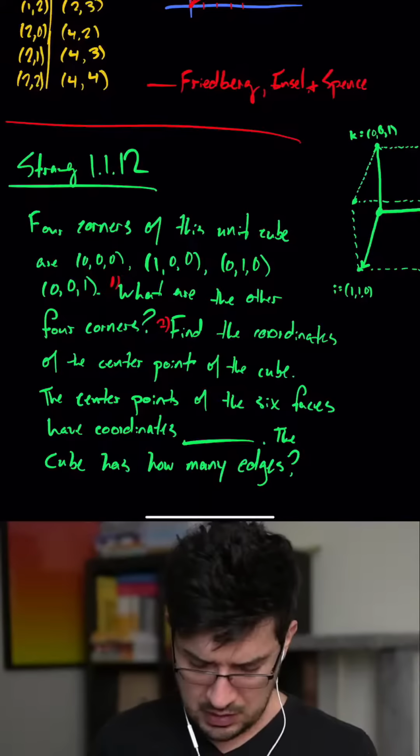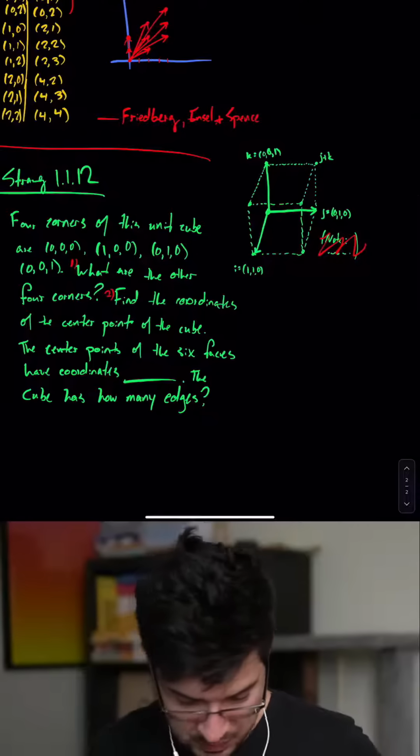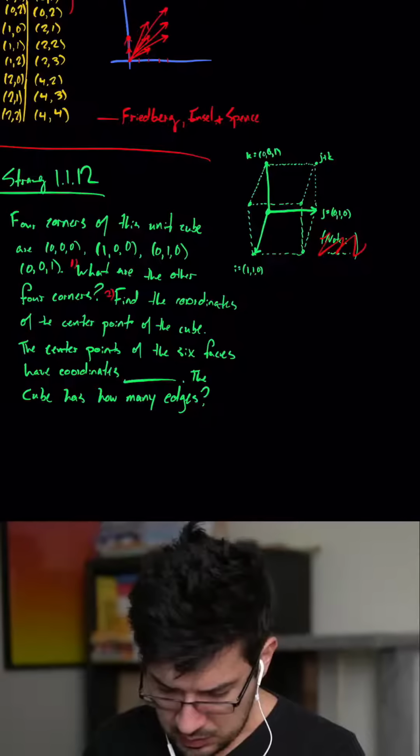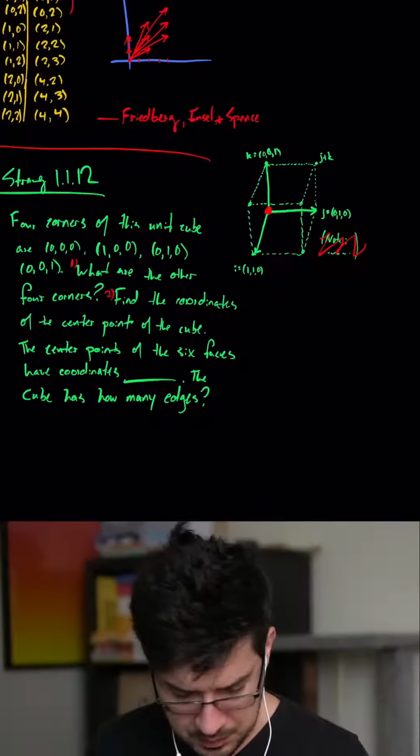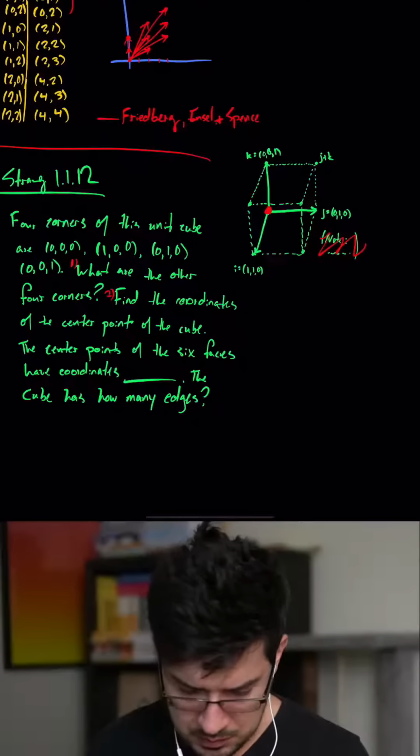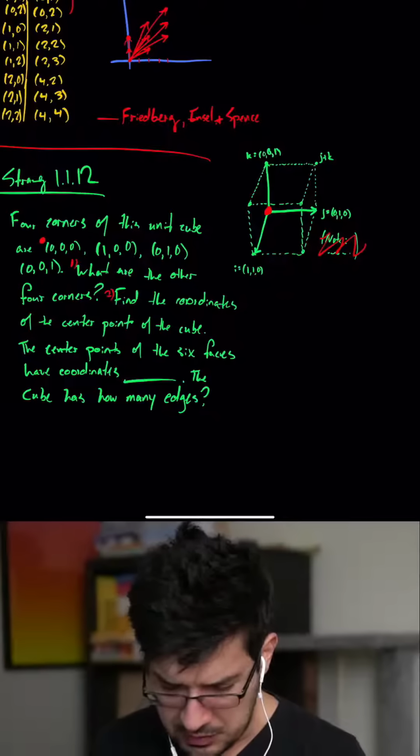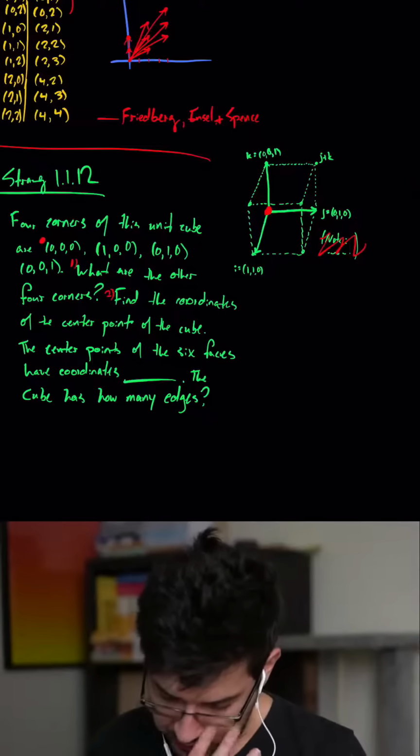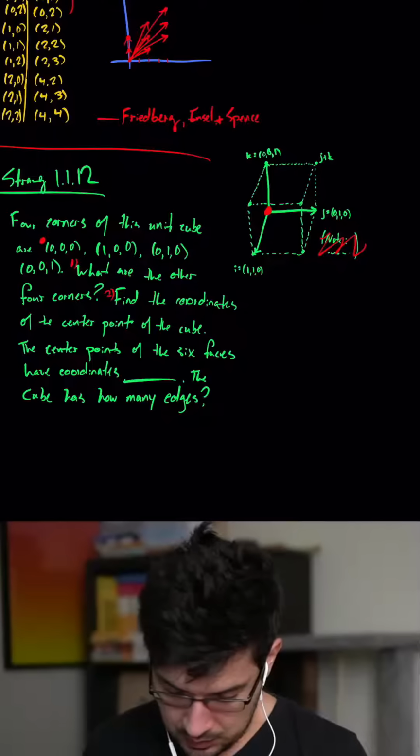I'm a little confused. All right, so 4 corners of the unit cube are 0, 0, 0, which I think is this one right here. Oh wait, oops. 0, 0, 0 is that red dot right there. 1, 0, 0. 1.